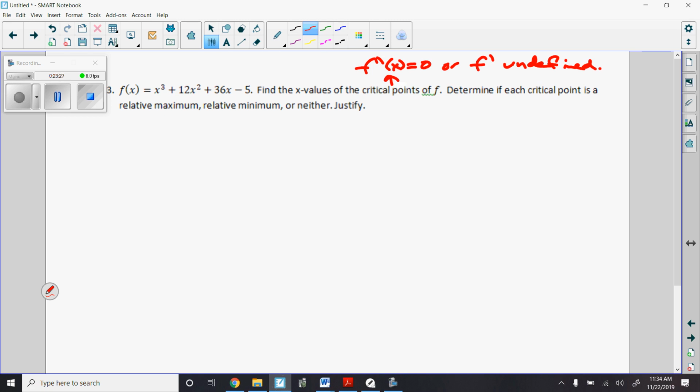I know a relative maximum is when f prime switches from positive to negative. A relative minimum is when f prime switches negative to positive. Neither is when f prime doesn't change signs. Notice I said f prime each time, right? You can rewind it to prove it. And that's because if I want to write good justifications, I want to speak clearly with good justifications in my words. Okay, so the first thing I have to do here is find f prime of x.